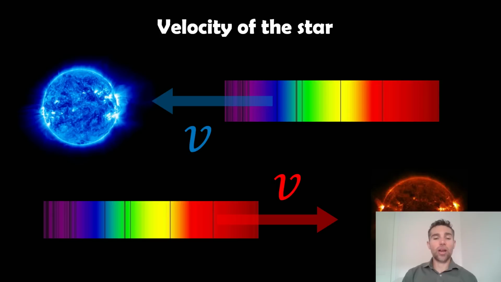So this is what it might look like. We take the spectrum of the star. As it travels towards us, it gets slightly blue shifted. So the whole spectrum becomes slightly bluer, and when it moves away from us, it becomes slightly redder.